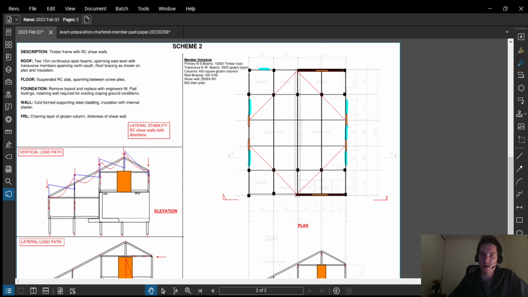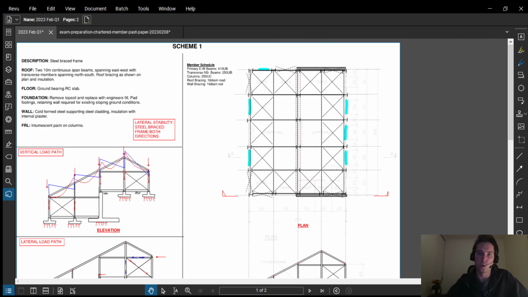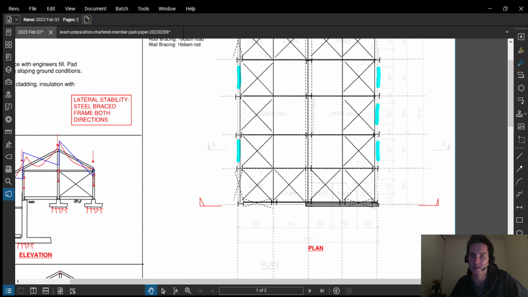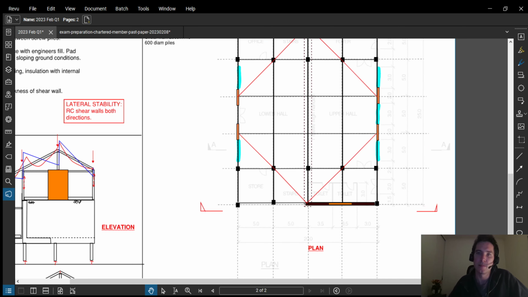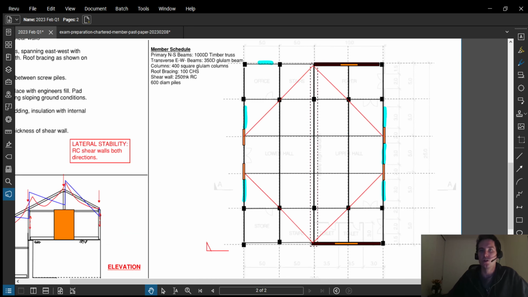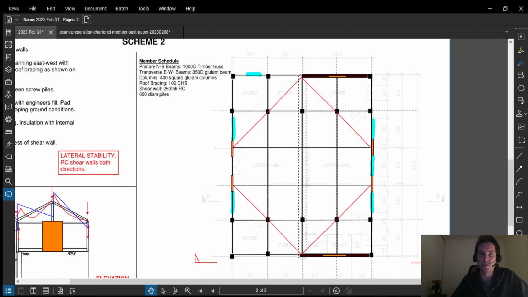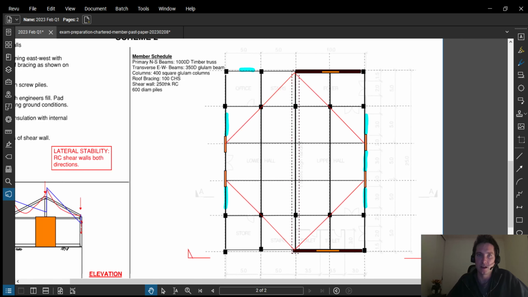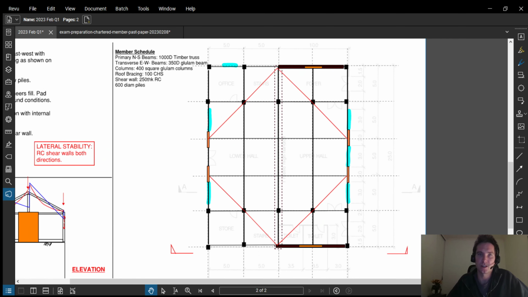So my primary roof beams, instead of spanning the 10 meters east-west that we had here, there's our 10 meters spanning east-west. Now we're spanning in the north-south direction, and these beams are spanning 15 meters. So given the further span, I've opted for a truss, which is a meter deep in the north-south. So that's my primary roof beams here. I've got some secondary beams in the east-west direction, also timber.